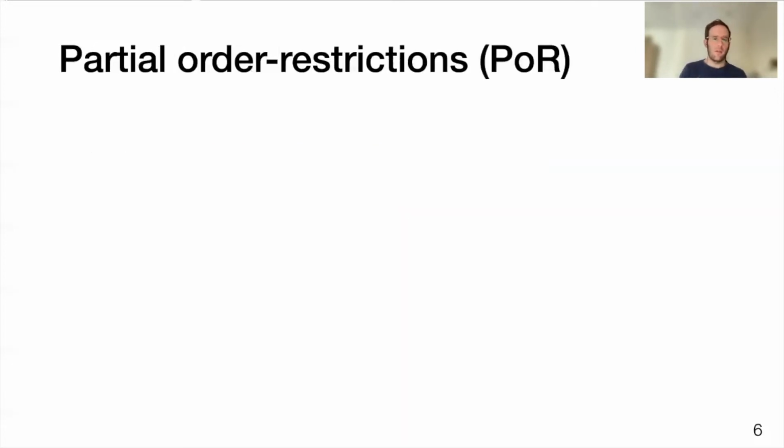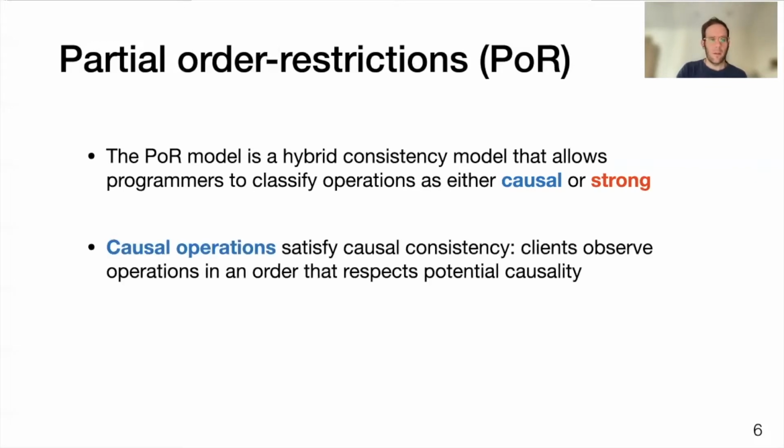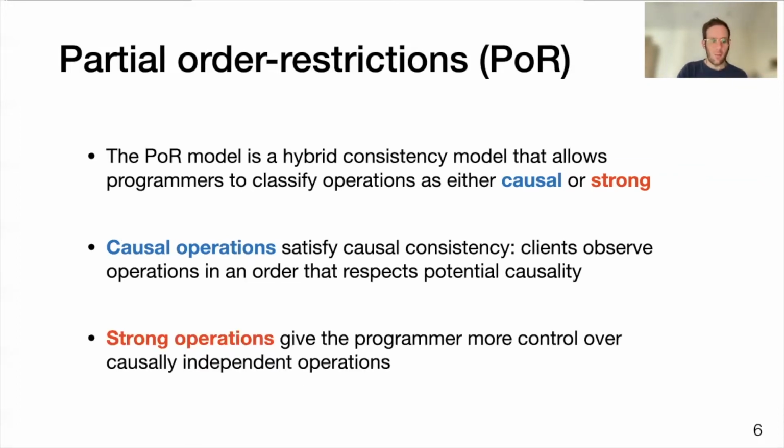Partial order restrictions, or POR for short, is one of these hybrid models in which operations can be classified as causal or strong. Causal operations satisfy causal consistency, which means that clients observe operations in an order that respects potential causality. And strong operations give the programmer more control over causally independent operations, which otherwise can be executed in any arbitrary order.